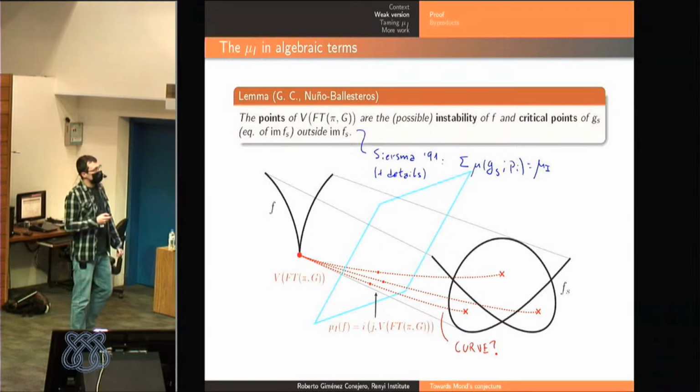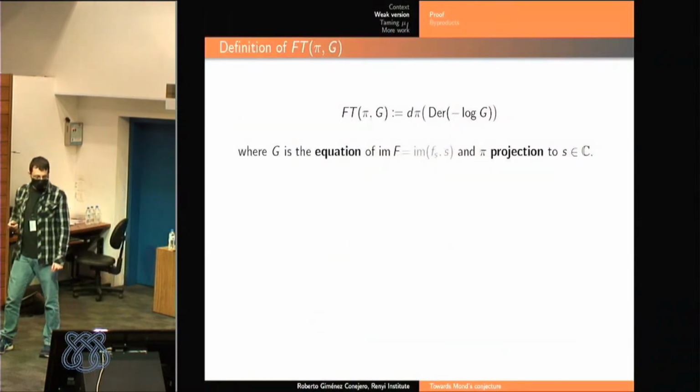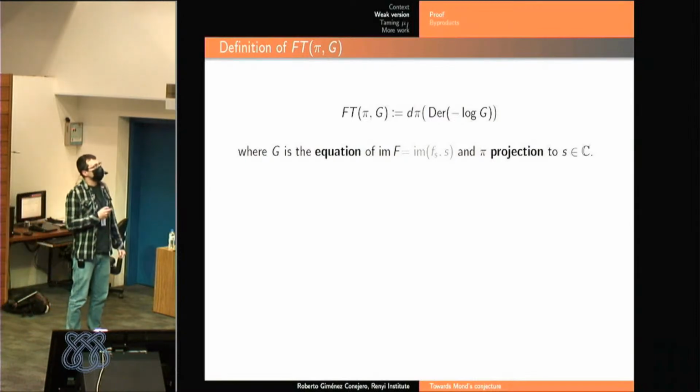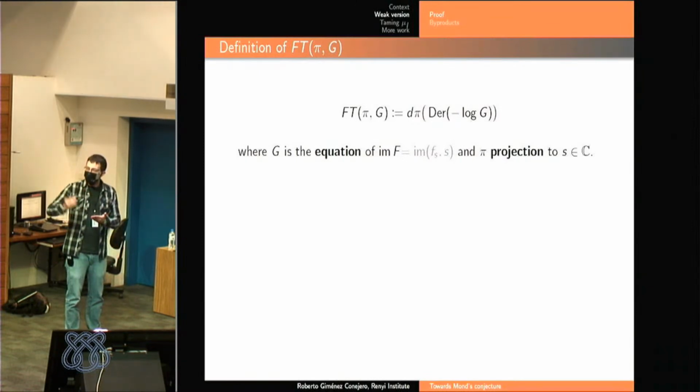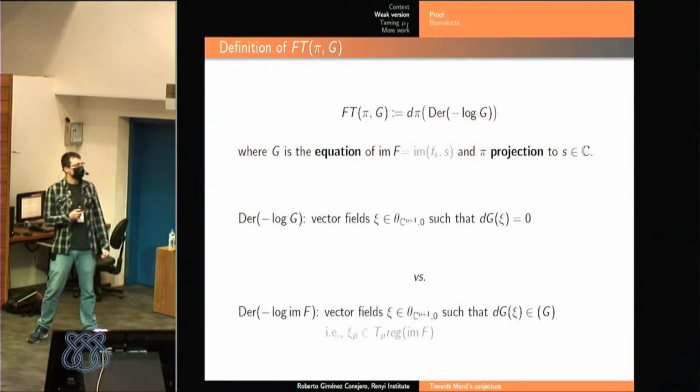The next thing we need to know is that, okay, maybe this is trivial, this is empty, and we are done. So we need to see that this is a curve. And we also prove it. So what is the definition of this ideal? The first thing is that you need to take an equation of the image of this stabilization. So you need to control all the family at once. So you take the equation G, and then you consider the projection to the parameter space. And then you can define the log of G.